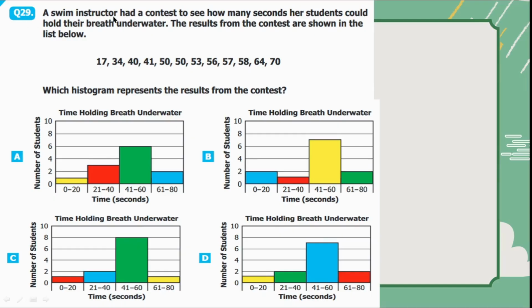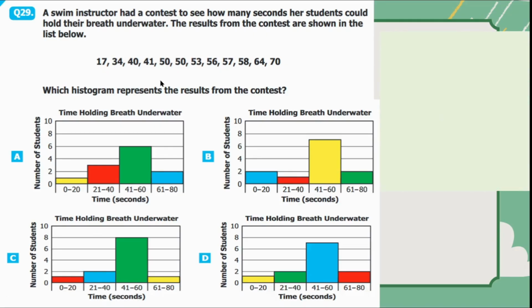Question number 29. A swim instructor had a contest to see how many seconds her students could hold their breath underwater. The results from the contest are shown in the list below. Which histogram represents the results from the contest? So we can see four bars in the histograms. The first bar is representing the values which lie from 0 to 20. The second bar is representing the values which lie from 21 to 40. Similarly, the third bar is showing the data from 41 to 60. And the last bar is representing the values which are from 61 to 80.